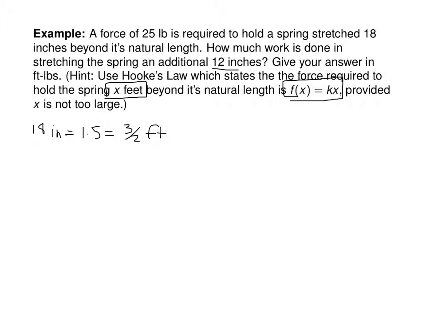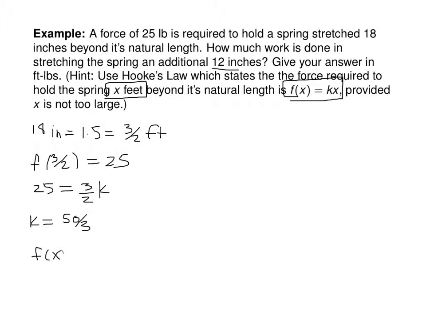Alright, now we have to find the k in that f of x equation. We know that f of 3/2 is equal to 25. So 25 equals k times 3/2, the x is 3/2. So k will be equal to 50/3. And I have f of x equals 50/3 times x.